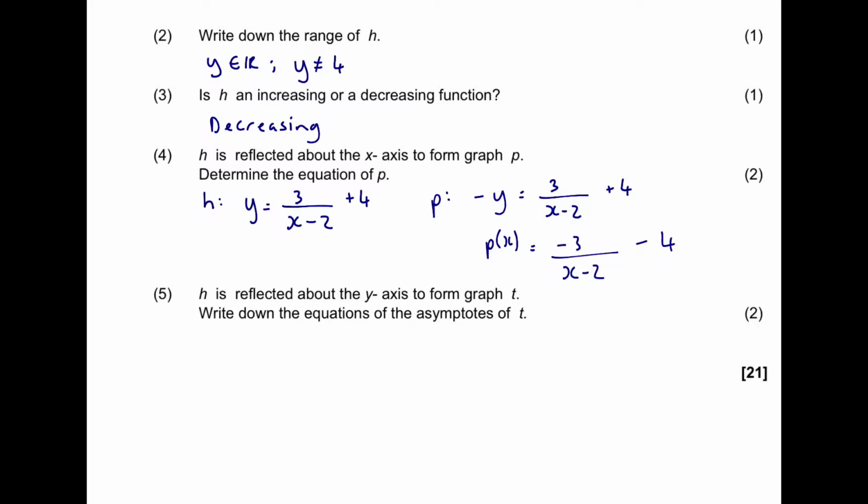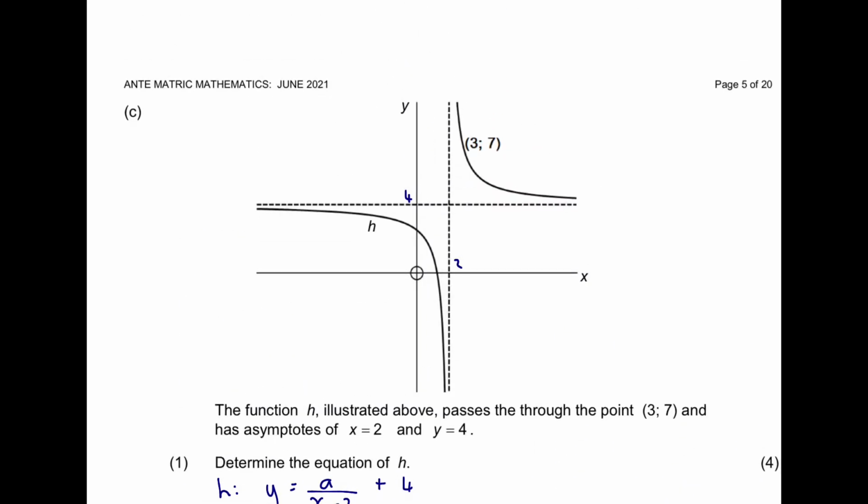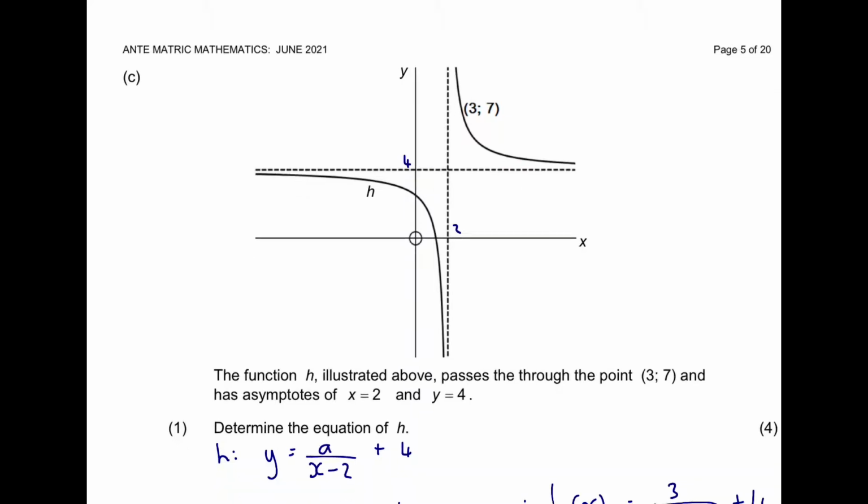Question 5. H is reflected about the y-axis to form graph T. Write down the equations of the asymptotes of T. Okay, so if we go back to the diagram, if it's reflected about the y-axis, then that means this side is reflecting to that side, and the y-axis is the mirror. So in other words, this asymptote will reflect to negative 2. But the horizontal asymptote will stay the same because we're reflecting left to right. Okay, so there's no up-down movement. There's effectively only left to right movement.